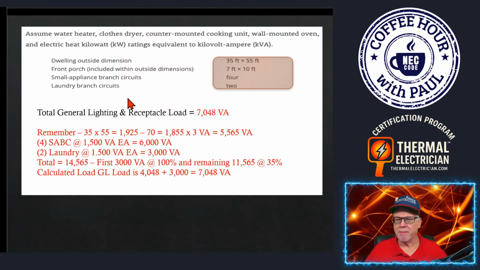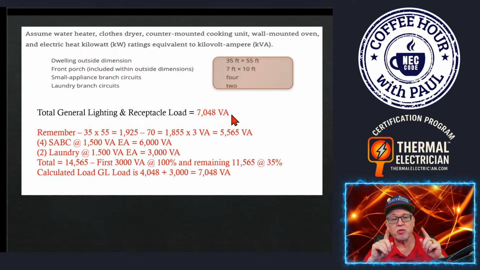So remember what we did, the dwelling unit, 35 times 55. Remember 7 feet down 100, we get to remove. We had 4 small appliances, right? And we had the laundry, right? That's 2 of those. Okay, so the general lighting is 35 times 55 is 1925. We took that 70 away. That is 1855 again times 3 VA. That is 5,565. You remember, some things never change.